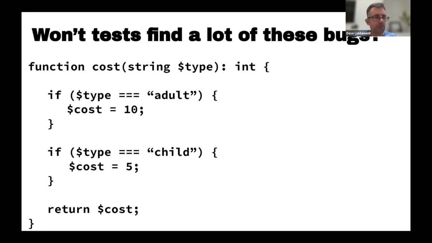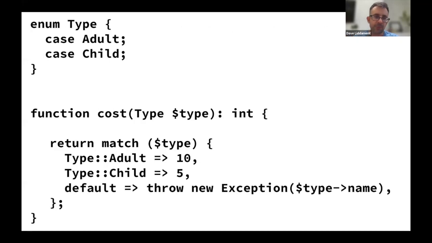And there's a few ways around this. First of all, probably with PHP 8, we could start thinking about using an enum type. So we could have an enum with the adult and child. And then our cost function becomes a bit simpler. We just call a match statement, and the functionality is the same.